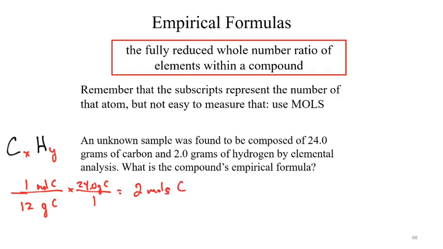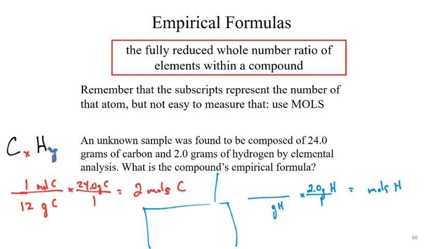If we move through now to our hydrogen, so let's go ahead and switch up that color. So our hydrogen, we want to know how many moles of hydrogen we have. We started with 2.0 grams of hydrogen. How do we convert grams of hydrogen to moles of hydrogen? Again, periodic table, 1 gram of hydrogen is 1 mole of hydrogen, and I get an answer of 2 moles of hydrogen, which means we could go through and say our formula was C2H2.